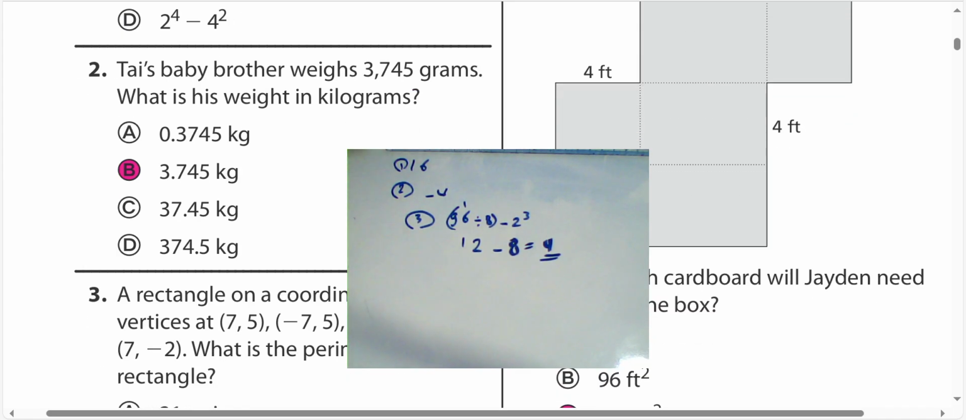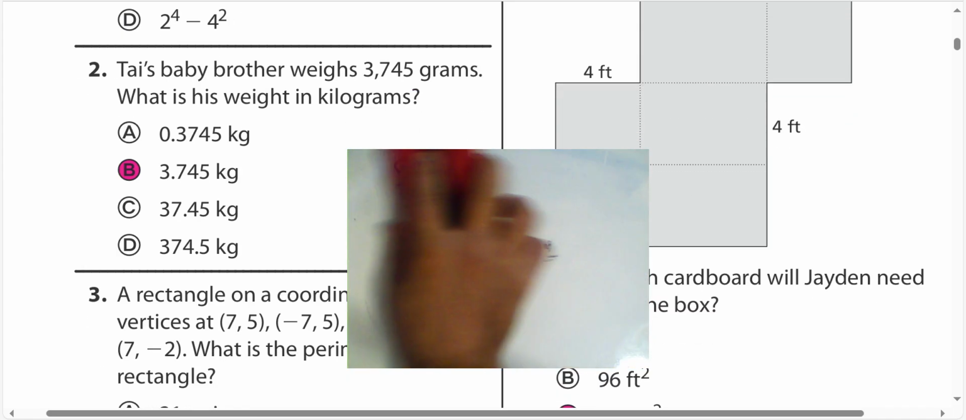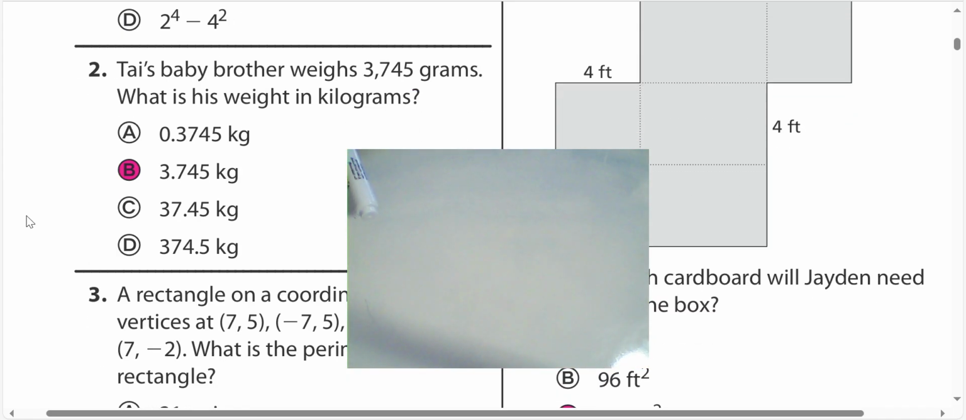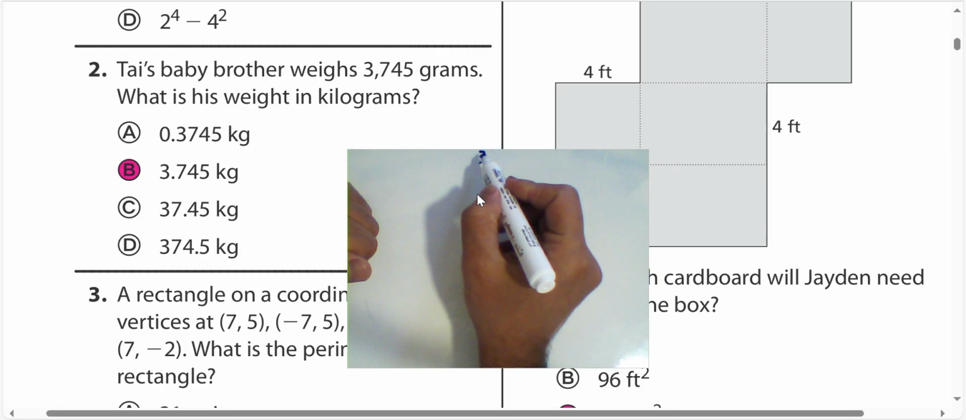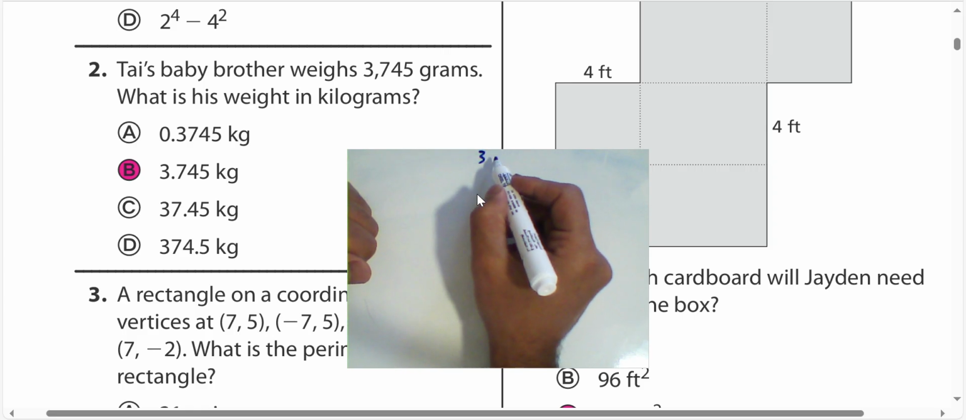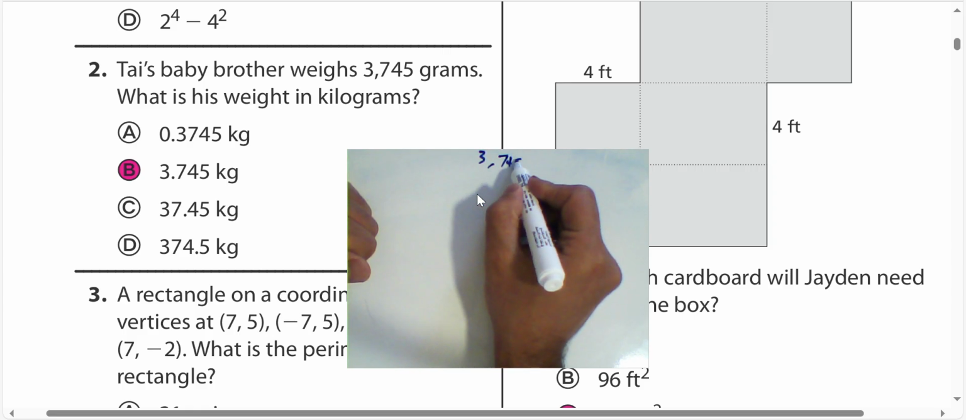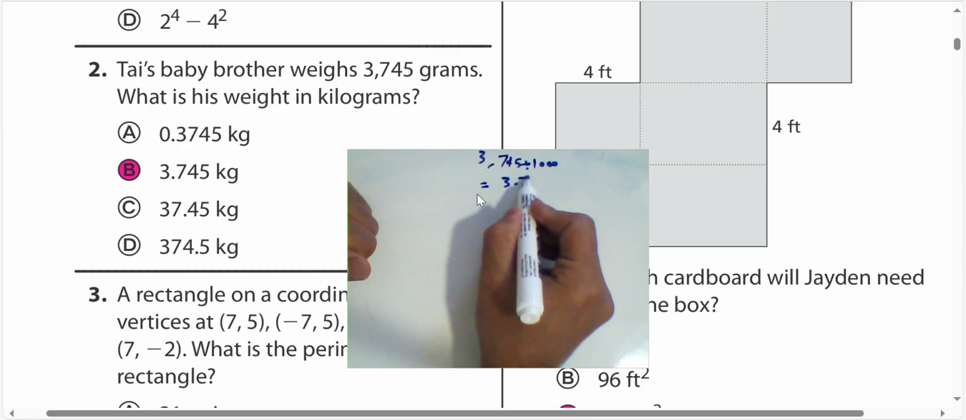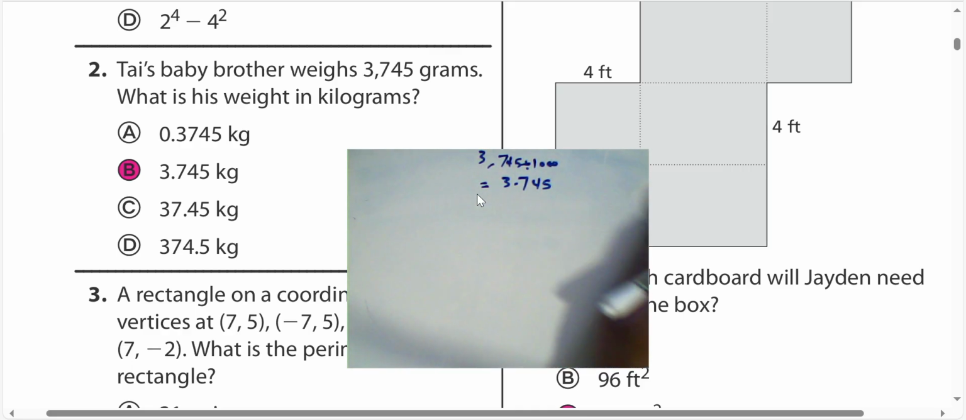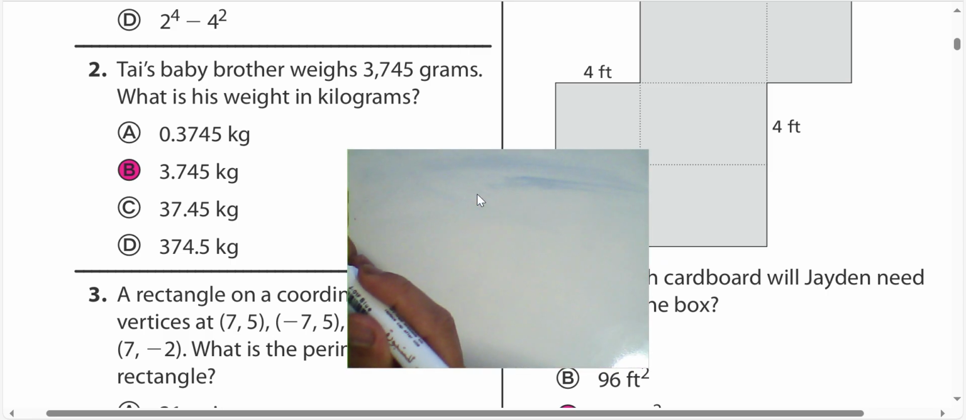Next, question number 2: a baby brother's weight is 3,745 grams. What is the weight in kilograms? We can convert from gram to kilogram by dividing by 1000. We know 1 kilogram equals 1000 grams. Then to convert from gram to kilogram, you must divide by 1000. 3,745, we can divide it by 1000. So the result will be 3.745. To convert from gram to kilogram, you must divide by 1000.